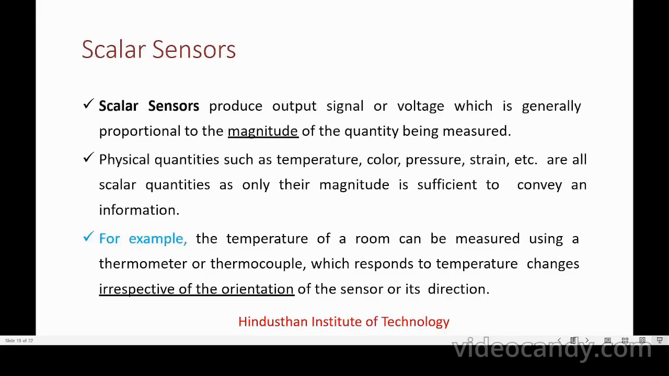Next is the scalar sensor. A scalar sensor will produce an output signal or voltage that is generally proportional to the magnitude of the quantity being measured. Physical quantities such as color, temperature, pressure, and strain are all called scalar quantities. For a scalar sensor, the magnitude is sufficient to convey the information. For example, using a thermometer or thermocouple, we can measure the temperature of a room, which responds to temperature changes irrespective of the orientation of the sensor or its direction.